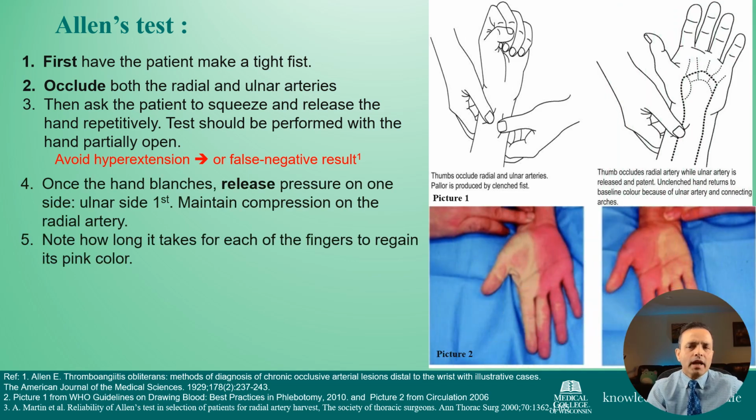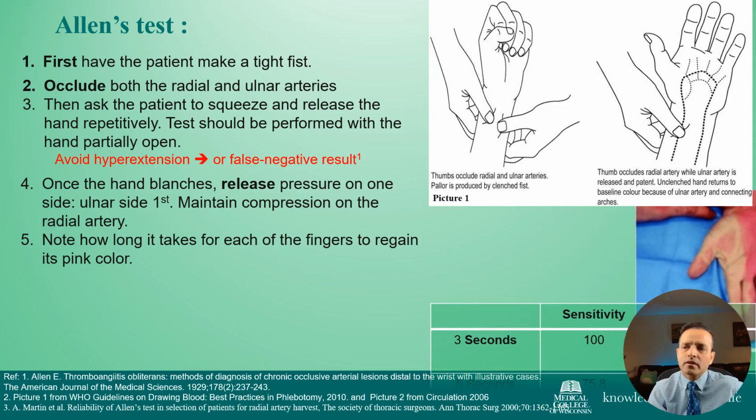So once the hand blanches, you're going to release the pressure on one side, and typically it is the ulnar side. And you maintain the compression on the radial artery, and you're going to note how long it is going to take for each finger to regain the pink color. So that duration you're going to measure, and you're going to repeat the test on the other side. So that's how you do tests, and that timing is important.